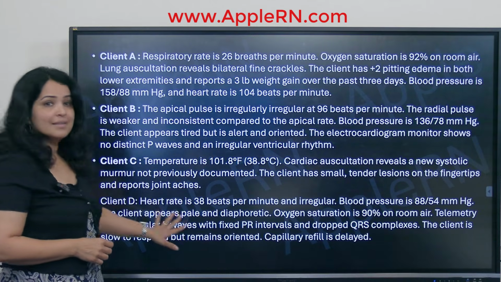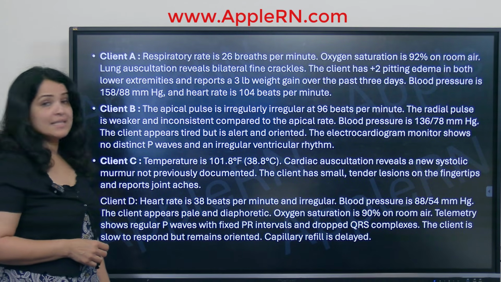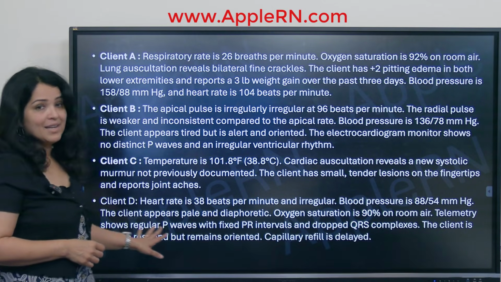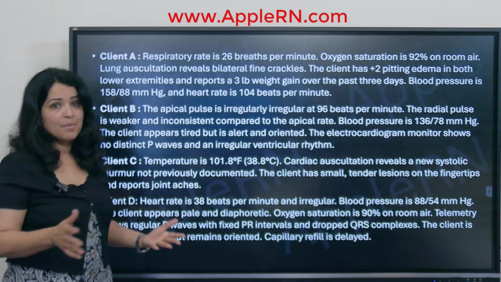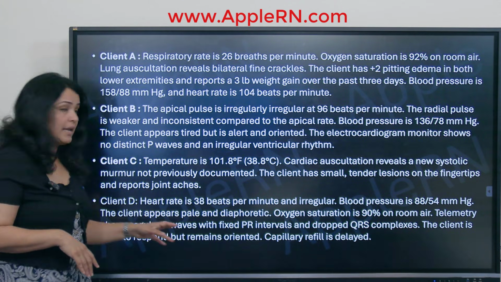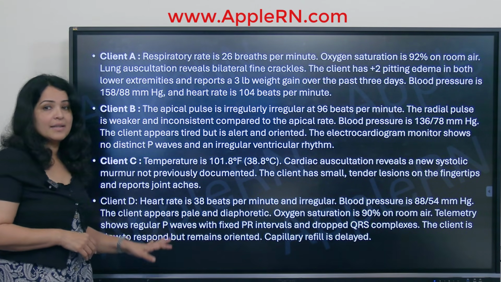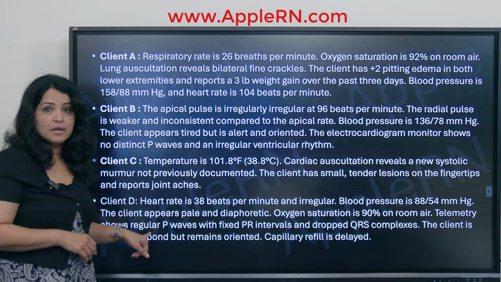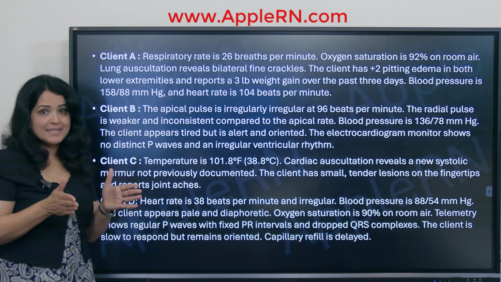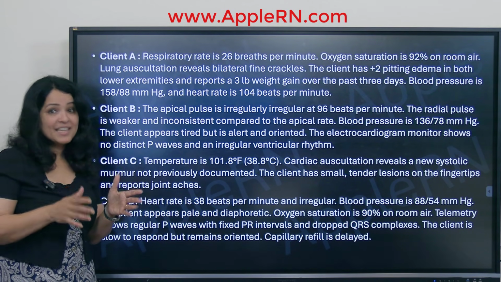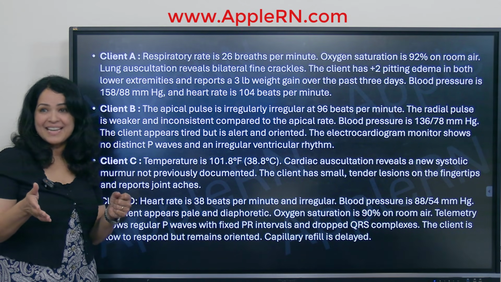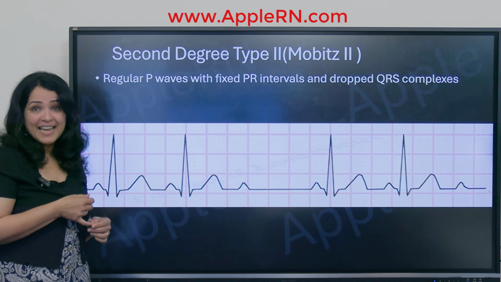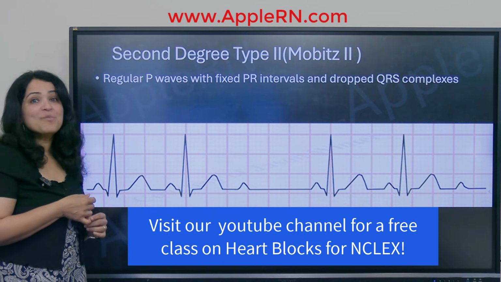Now the next one, client D. The heart rate is 38, blood pressure is 88/54. The client is really not hemodynamically stable, appears pale, diaphoretic. There is an ECG. What is this ECG? P wave is regular. PR interval is fixed. But there are dropped QRS complexes. Okay, this is heart block. This is second degree type 2, Mobitz 2.